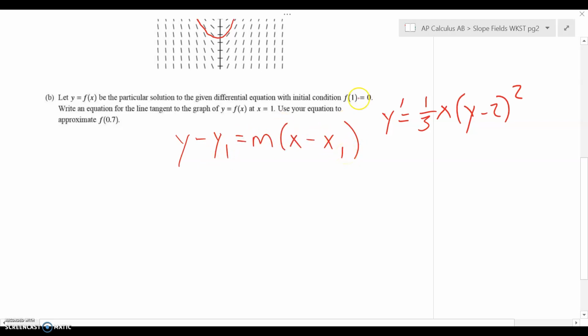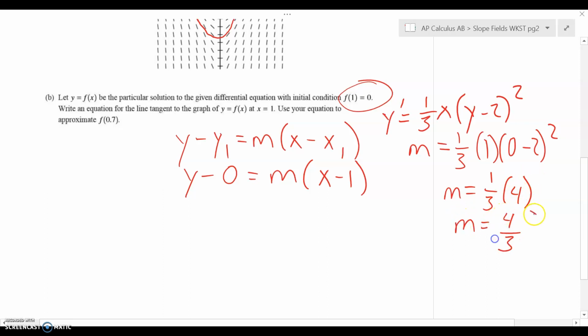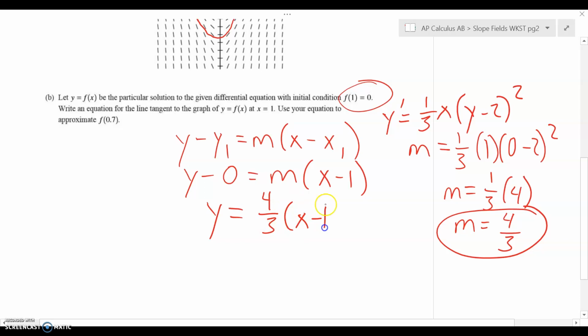And they've given us an initial condition right there. They said, okay, this tangent line equation has a y of 0, it has an x of 1. And then we have an equation to get slope over here. So we're going to take our 1 for x, our 0 for y, and we're going to go ahead and get slope. It's going to be 1/3 times 4, in most math realms known as 4/3. So there we go. And y minus 0, we can write that as y, because anything minus 0 is just that thing. So you can leave it like this.